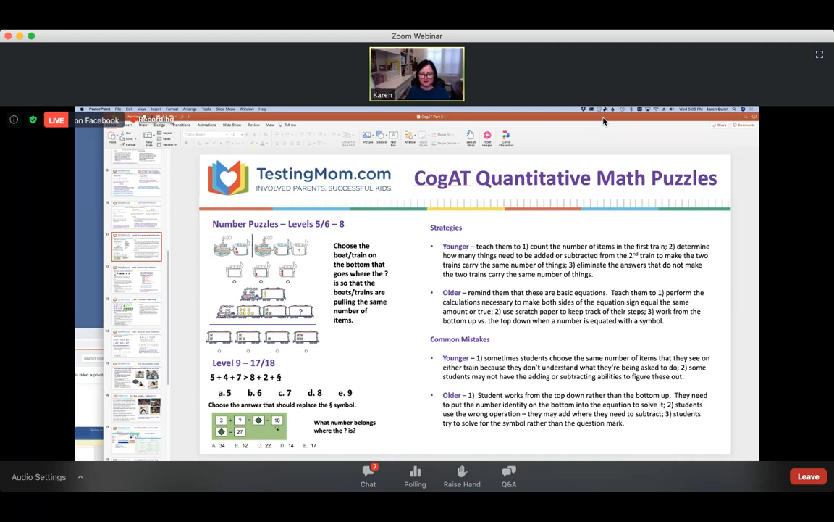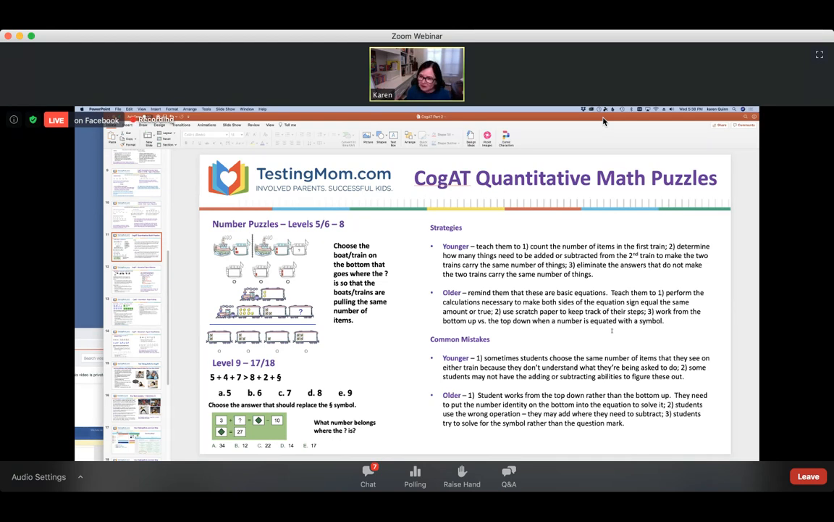And then here they look like this as well. And so the child has to figure out, okay, if you put 27 in here, how do we make them equal? So the diamond is 27, so that's 17. So 3 plus what equals 17? And it would be 14. So that's how you work these. So with younger kids, you want to teach them to count the number of items in the first train, figure out how many things need to be added or subtracted from the second train to make the 2 carry the same numbers, and then eliminate answers that don't make the 2 trains carry the same number of things.